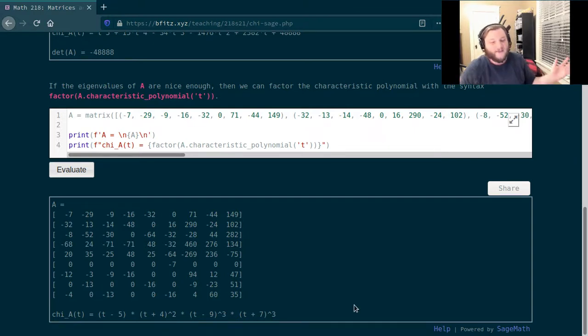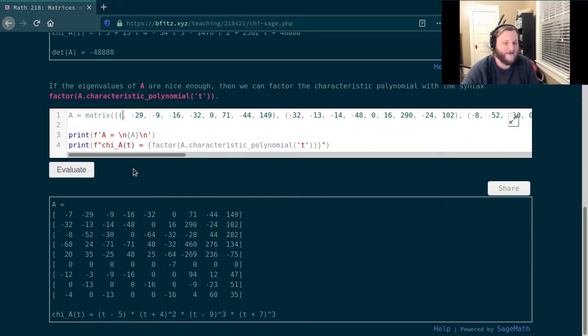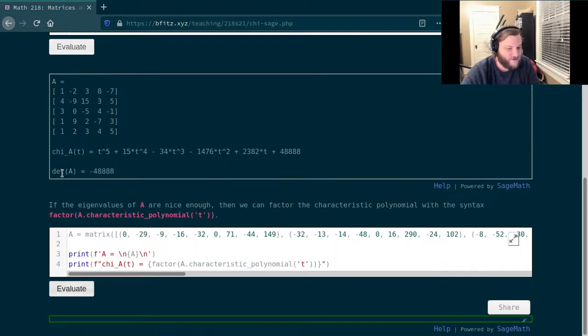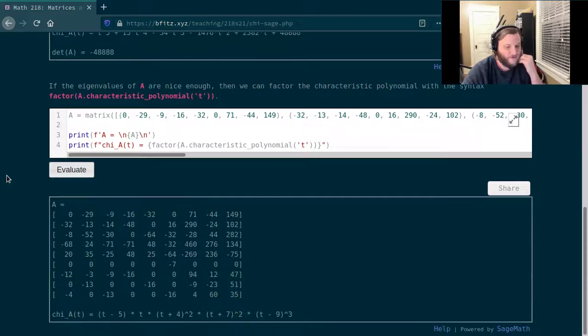So as long as the matrix is nice enough, meaning that it has nice eigenvalues, the characteristic polynomial will factor here. Now, I could easily derail this. I'm sure that by just changing one entry, that will derail the whole thing. So let's make that -7 a 0 and see what happens. Okay, it turns out making that -7 a 0 didn't make things so bad. This still factors pretty nicely. I bet if I make this -29 a 0, things will go bad.